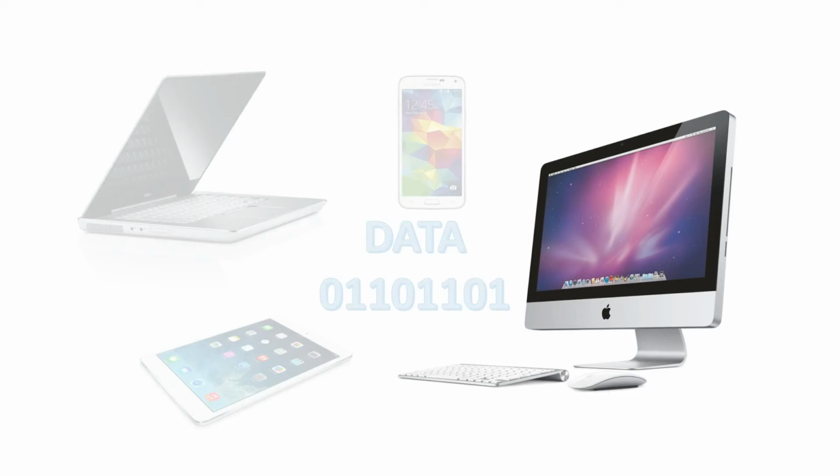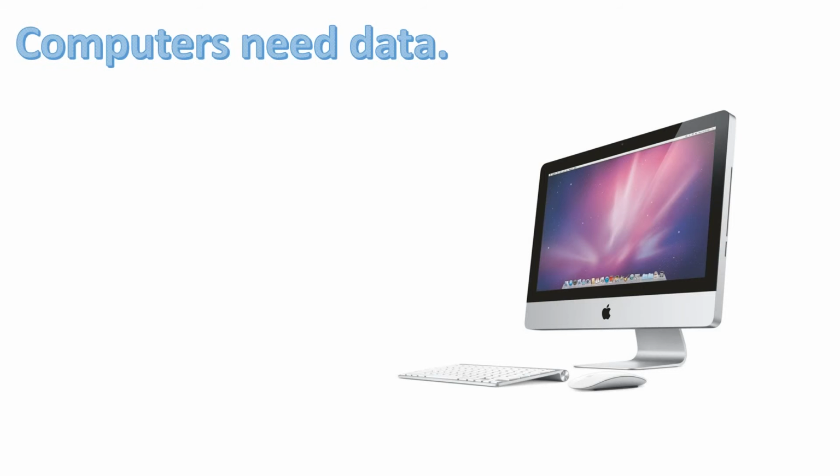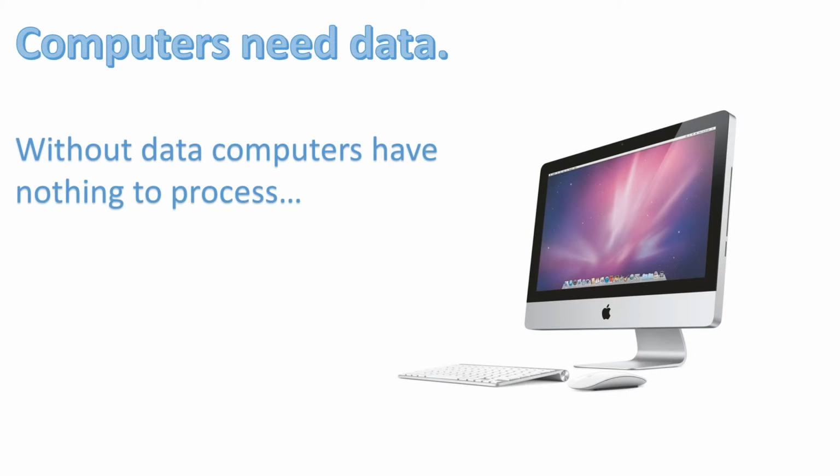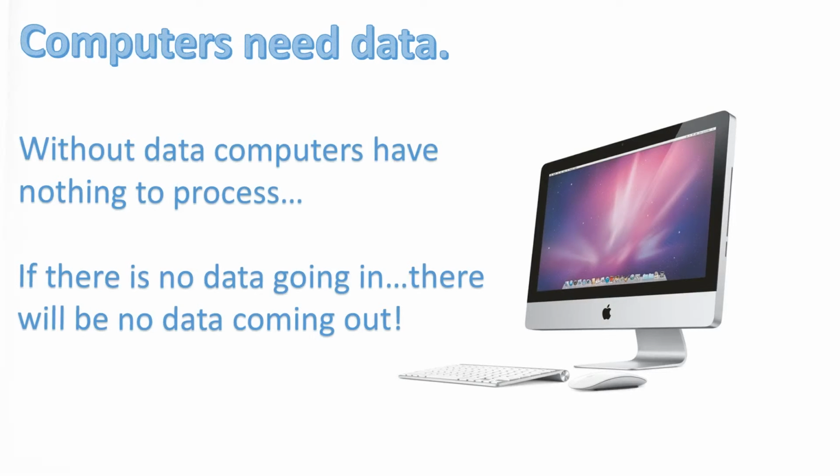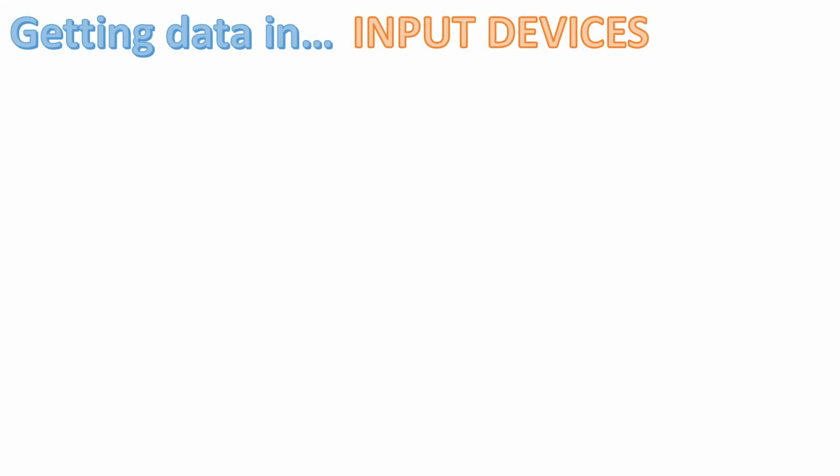So, what is it about data and computers that's so important? Well, computers need data. If you had no data, the computer wouldn't be able to do anything. It would basically become a brick. It would not be able to actually output anything to you. So, if you need data to come out of the computer, really what has to happen is it has to go in first. So, let's take a look at how that happens.